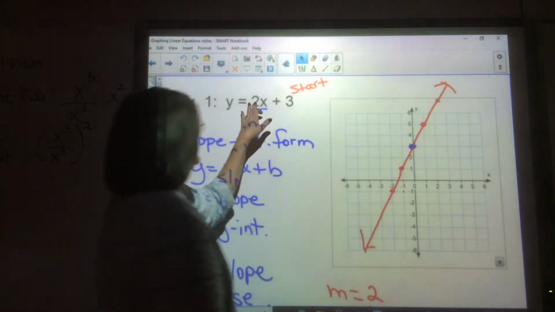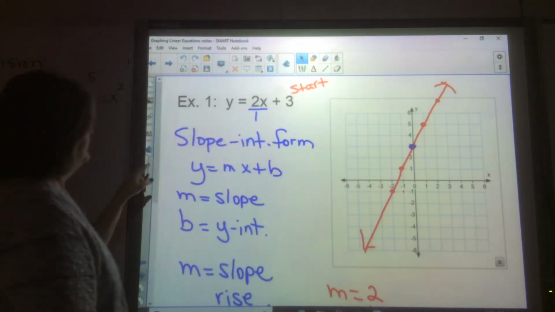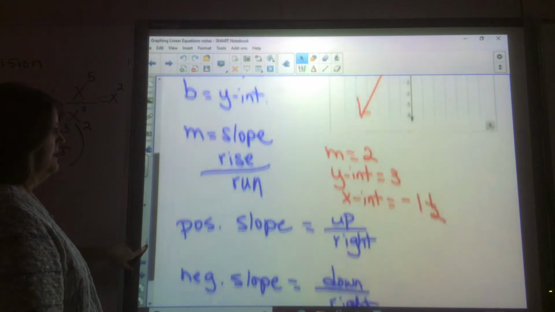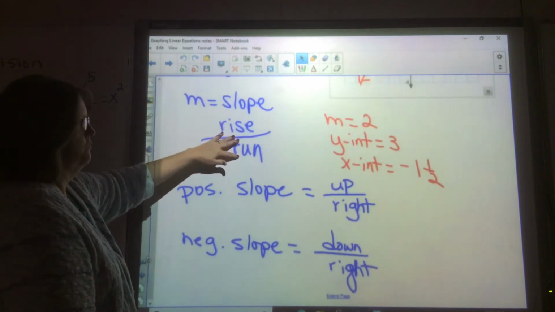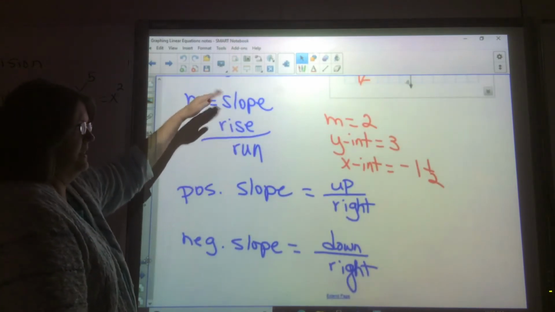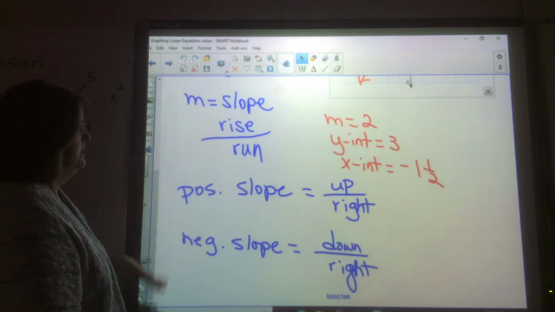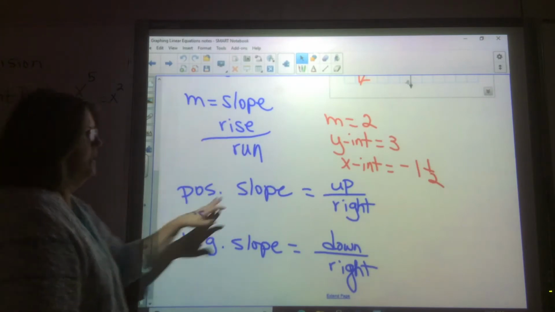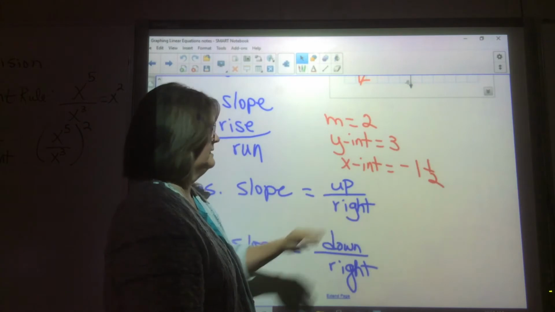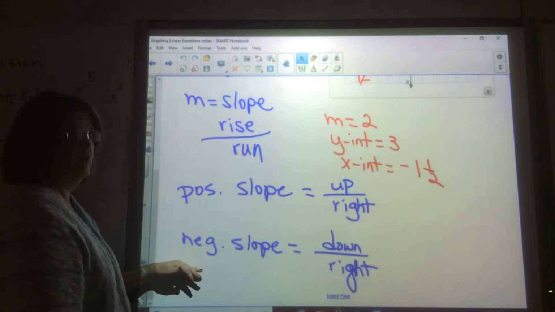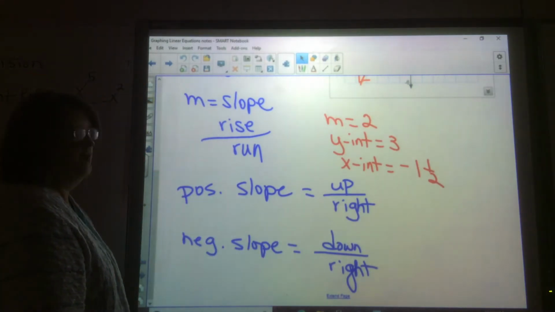Then my slope is 2 over 1. A slope is a fraction. It's the rise over the run. How far up and how far to the right or left. Now, a positive slope always goes up and right. A negative slope goes down and right. If you could just remember that, you'll be okay.